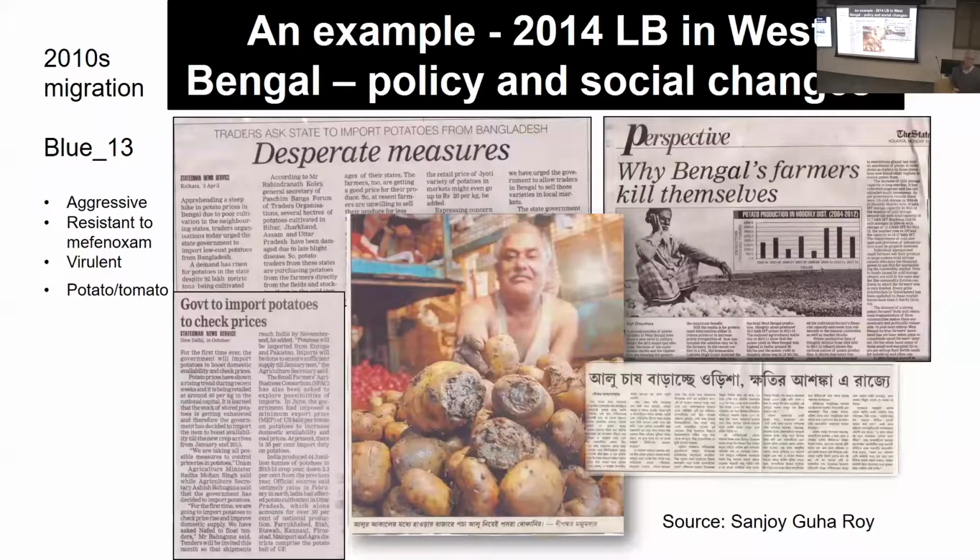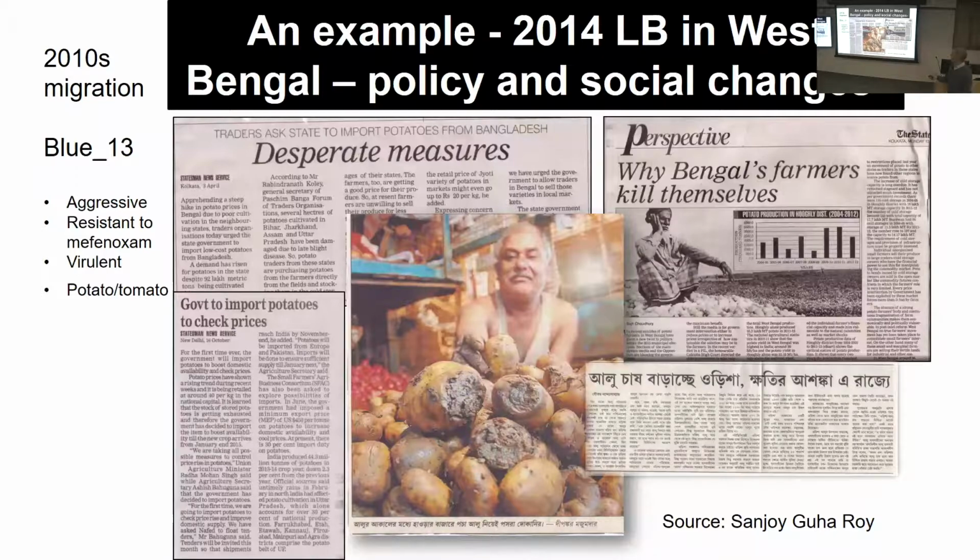And my third example concerns another lineage. This is Blue 13. It originated somewhere in Northwest Europe. It also has gone all over the world. It, in 2014, caused a terrible epidemic in West Bengal. The previous strains that had been there were not so severe.